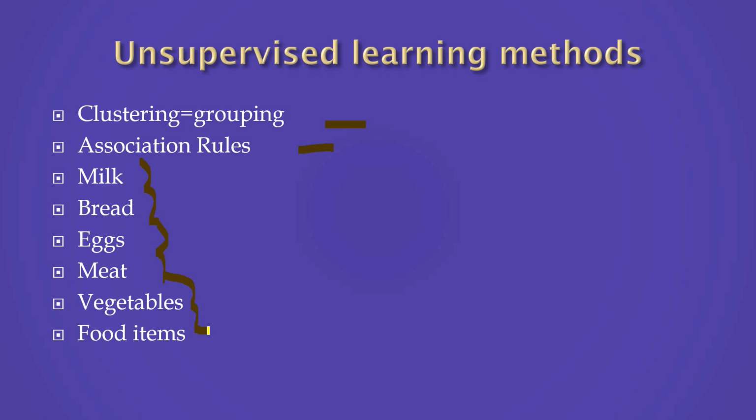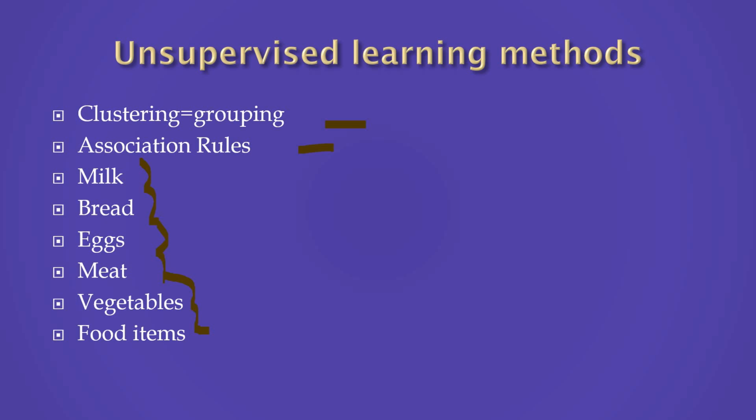That means you can group them. This is also one kind of grouping: how one item is grouped with another item, how a collection of items is grouped with another collection of items. This feature is known as association rules. This also comes under the unsupervised learning technique.